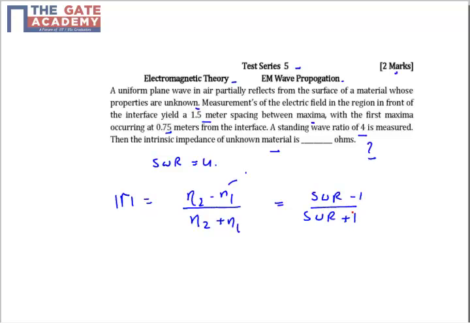Because the SWR of air is 1, and we know the standing wave ratio is measured as 4, just put the value of the standing wave ratio, which is (4 - 1) upon (4 + 1), so you will get the reflection coefficient value as 3 by 5. Right? So 3 by 5 is the value. Just use this property and put the value 3 by 5 here, so you will have (η2 - η1) upon (η2 + η1) equal to 3 by 5.